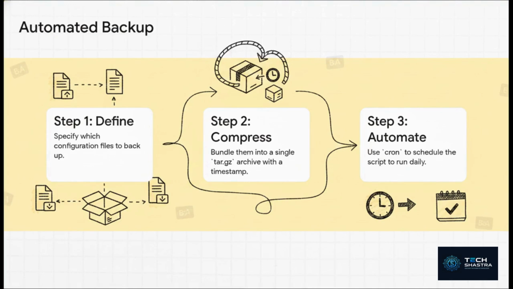So let's tackle a more professional project, an automated backup tool. The goal here is to take some important configuration files, bundle them up, and compress them using a tool called tar. Then add a unique timestamp to the file name so we don't overwrite old backups. And the final step is to use a scheduler like cron to make the script run automatically every single day without us ever having to touch it.